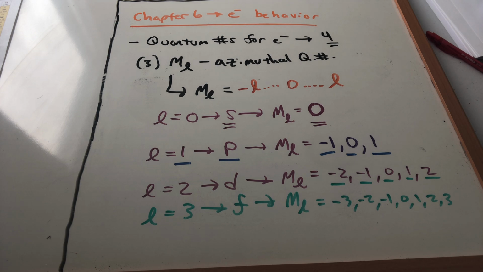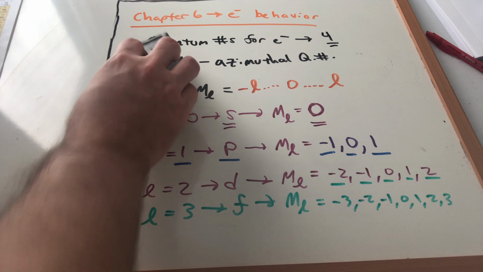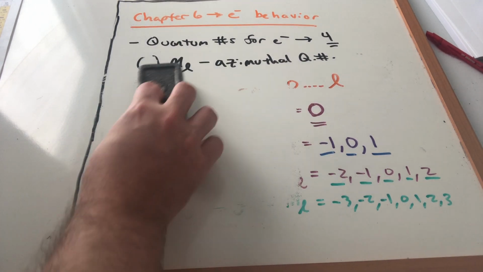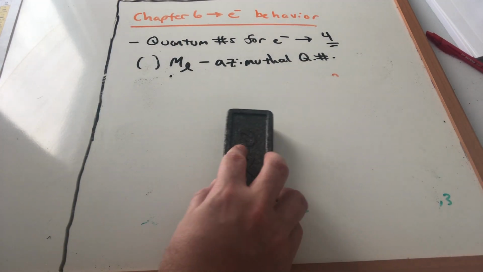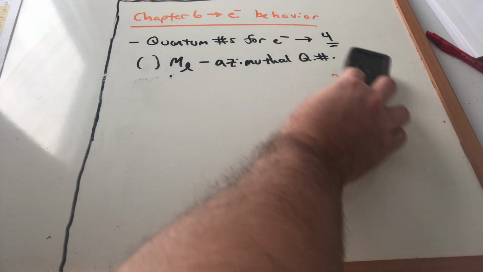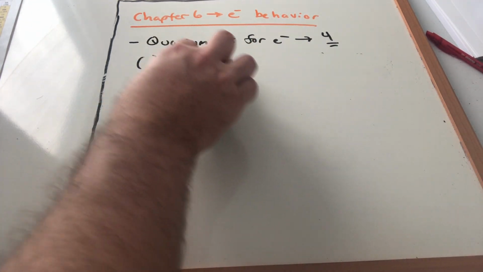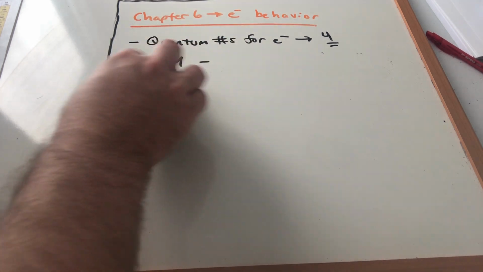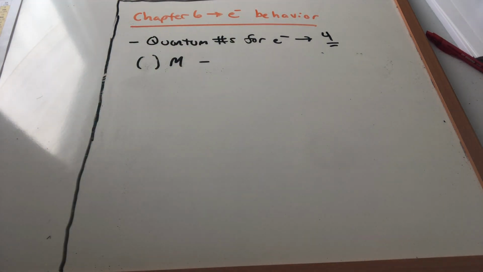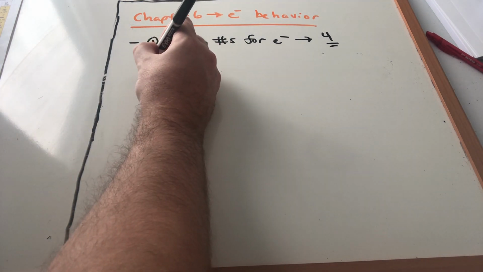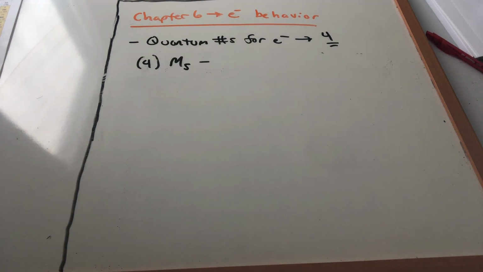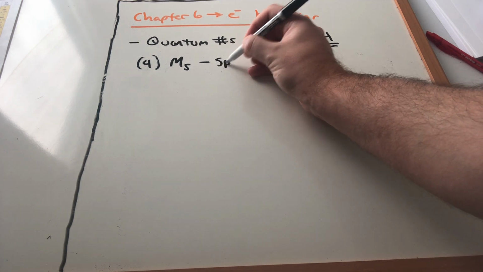Okay. So now, the last quantum number is actually the easiest because it's off by itself. There's only 2 values that are ever allowed. The thing that's hard about this quantum number is what it actually means. And it's one of these things where you just have to accept it for what it is. Our 4th quantum number is m sub s, and this is our spin quantum number.